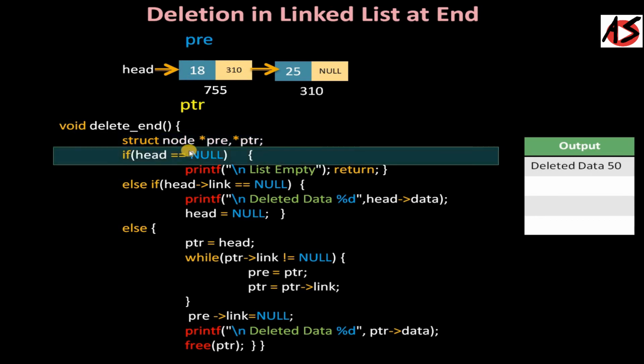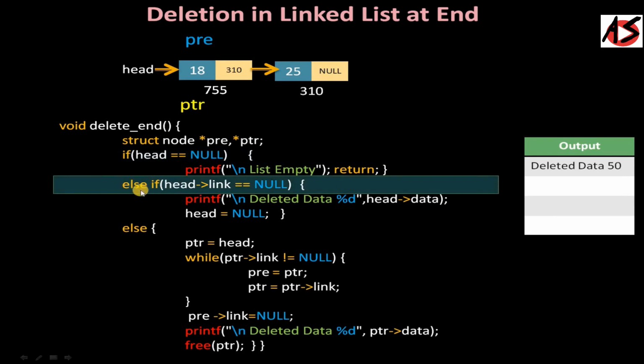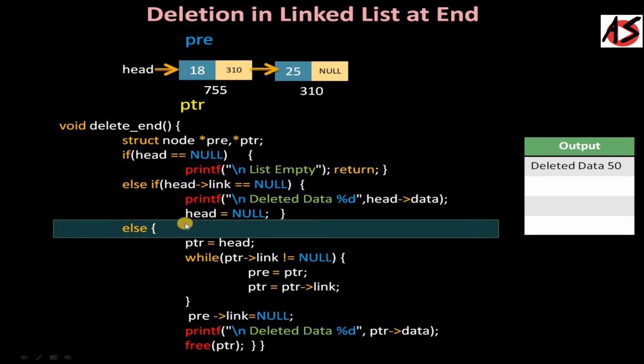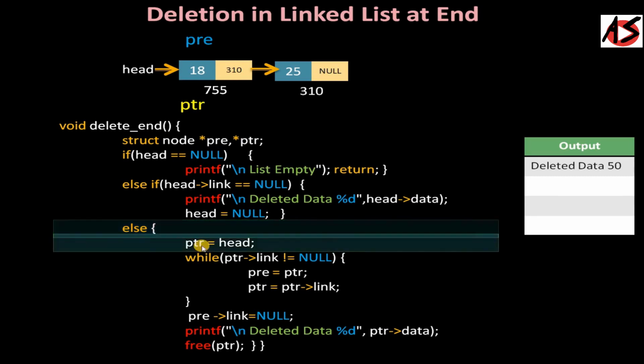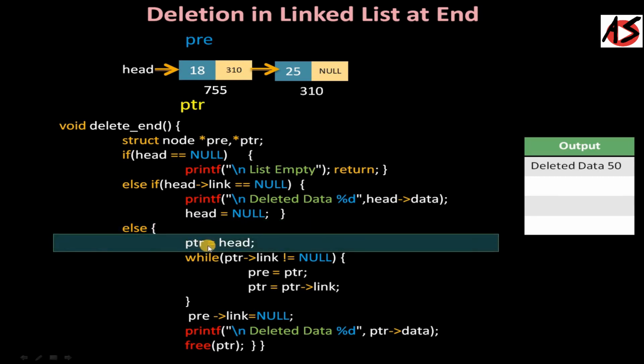Now we will check the conditions. Head is equal to null. Head is 755, so it is not null. So the condition is false. So we are checking this condition, that is head link is equal to null. So this is the head and link is 310, so that is not null. So this condition is also false. So go into the else part, and in that you set the pointers to the head node. So here we are setting pointers to the head node.